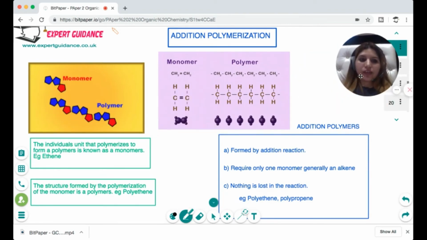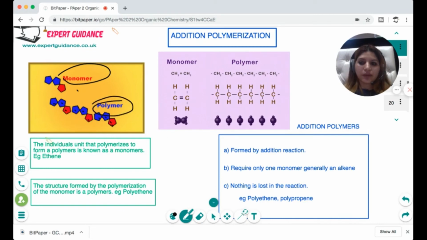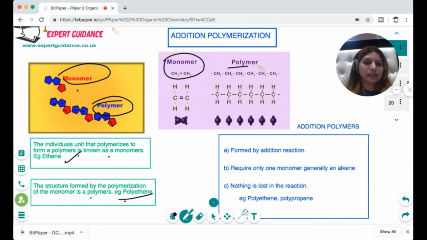Now the last thing you need to do is polymers. Now, what are polymers? If you see in this figure, this is an individual unit, and you can see this is repeated, and this repeating unit is a polymer. So the individual unit that polymerizes to form a polymer is known as a monomer. Example, ethene. So ethene is a monomer, and the structure formed by the polymerization of the monomer is the polymer. Example, polyethene. So you can see CH2=CH2 is ethene and it forms this polymer.